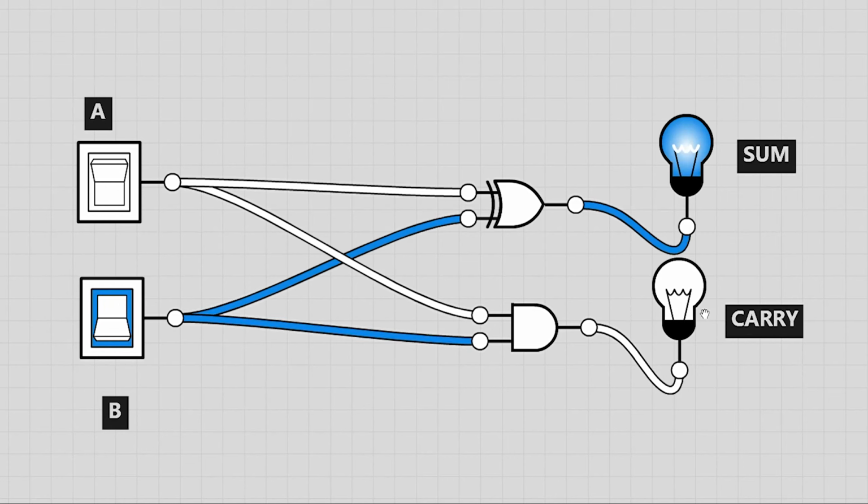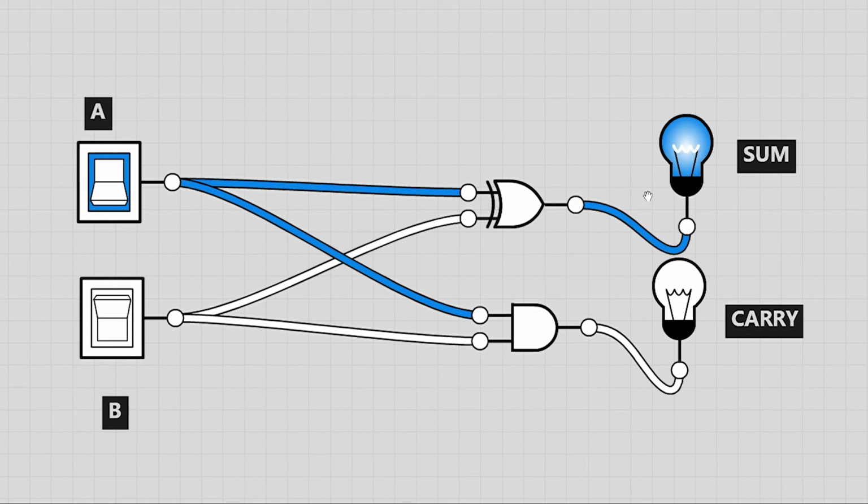Now B is activated, the sum is 1 and carry is 0. A is activated and B is deactivated, carry is 0. Both are activated, the carry is 1, sum is 0.